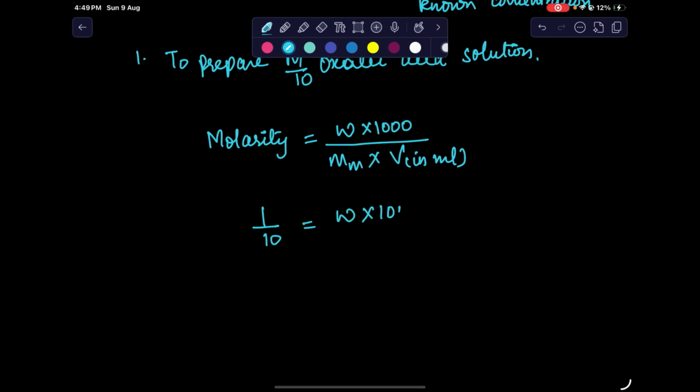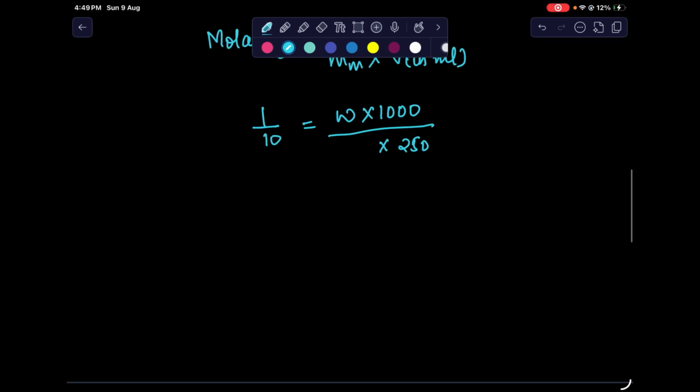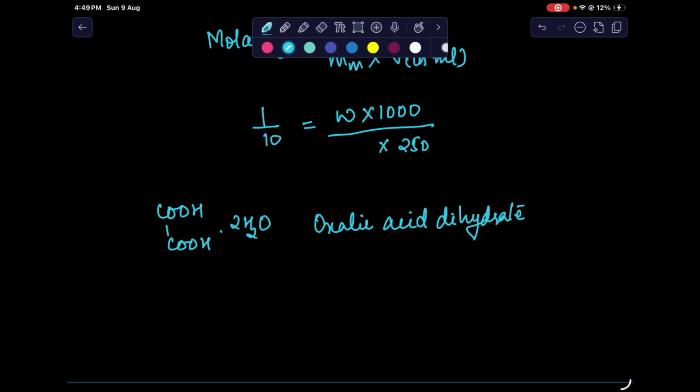Weight of oxalic acid I'll calculate, and suppose I am preparing 250 ml solution. Let's calculate the molar mass of oxalic acid. This is the formula for oxalic acid. We call it crystalline oxalic acid, and we call it oxalic acid dihydrate, because there are two molecules of water here. Okay, so if you calculate, its molecular mass comes out to be 2 carbon, so 24, 4 oxygen, so 64, then 2 hydrogen, and 2 molecules of water, so 36. So if you calculate, it comes out to be 126 grams per mole. So this is the molecular mass.